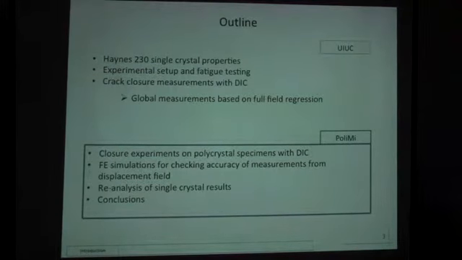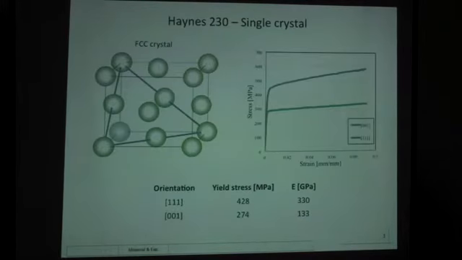First of all, Haynes 230 is a nickel-based superalloy. We considered for this alloy two orientations of the single crystal, a 111 orientation and a 001 orientation.